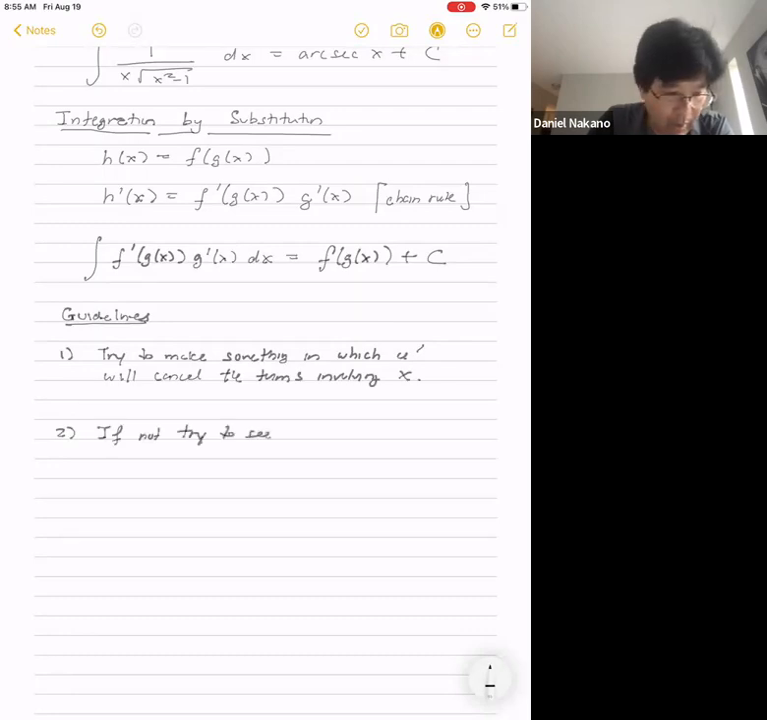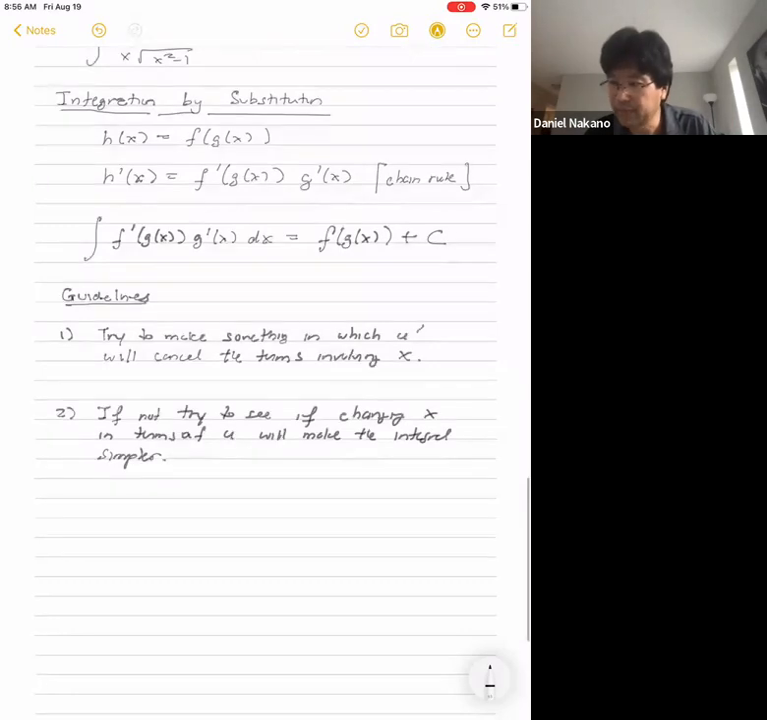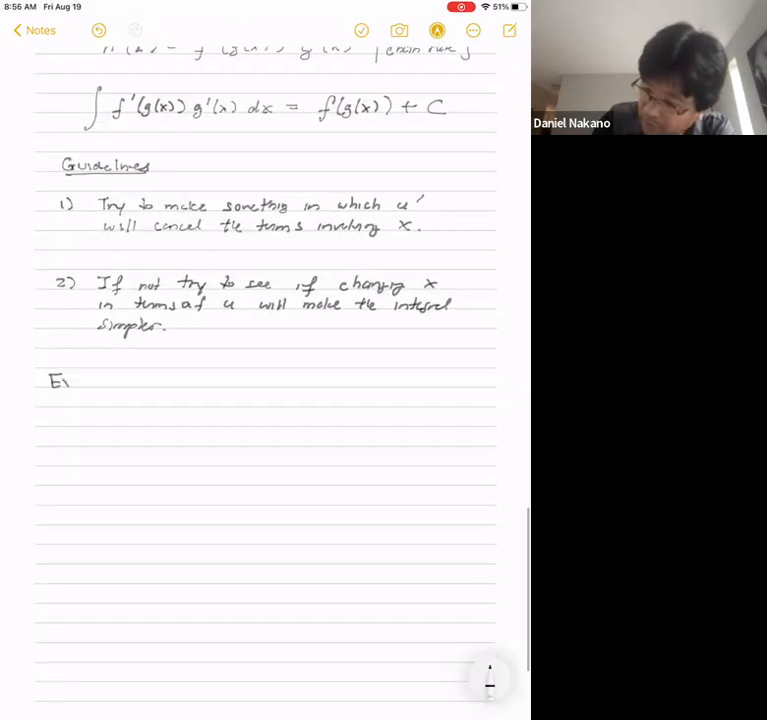So the other guideline is, if not, try to see if changing x in terms of u will make the integration simpler. So I'll go over an example of that in a moment too. All right. So I think these principles or guidelines are just best tested on examples. Okay, so we're going to do tons of examples, and hopefully by the time we've done one or two examples, you'll kind of get the hang of doing this integration by substitution. You've probably seen it before, so let's start on some examples. Very, very concrete examples.